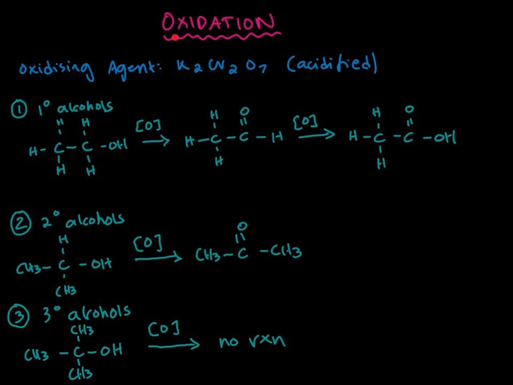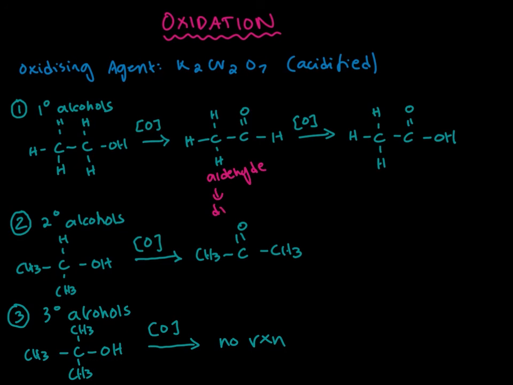The next reaction is the oxidation of alcohols, and for this the reagent that we use is acidified potassium dichromate. So we classify this into three types. The first one is the oxidation of primary alcohols. So in this case, the alcohol is going to be oxidized in two stages. The first one is going to give you an aldehyde.